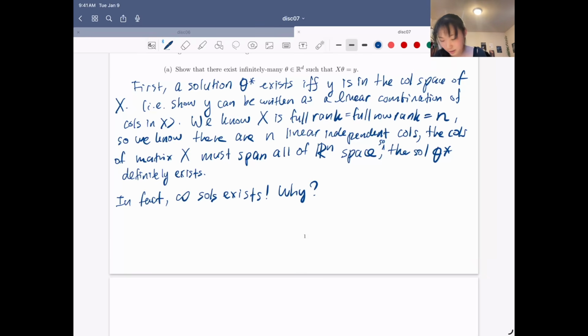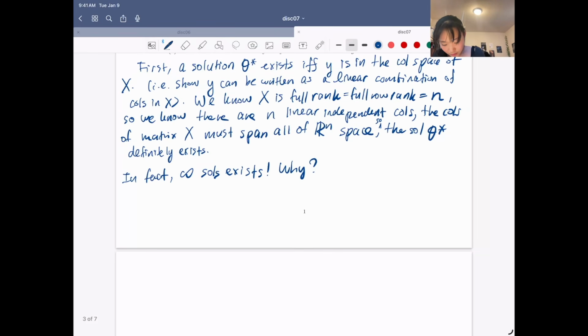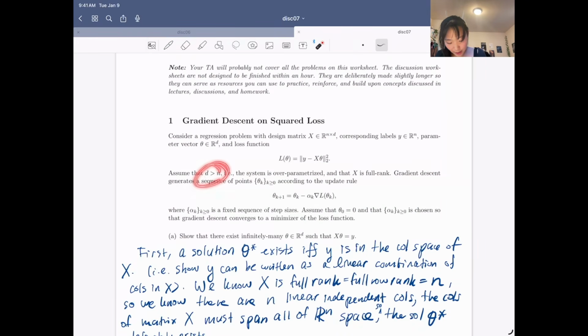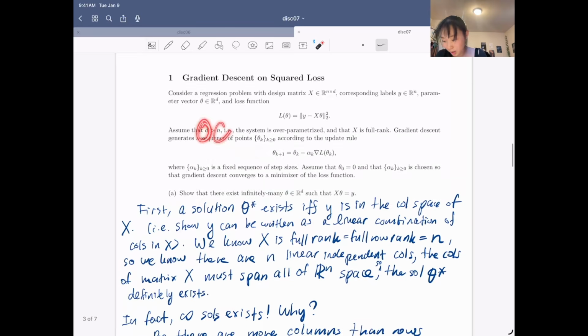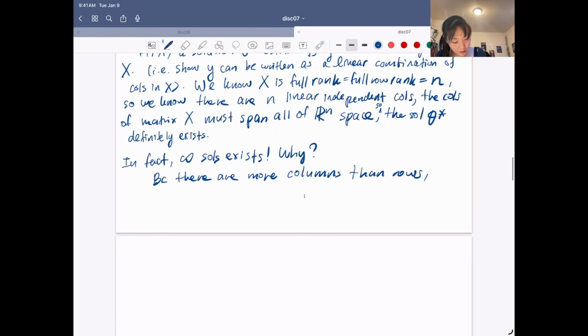And then why is that? Here's the reason why. Because there are more columns than rows, right? Because again, d is greater than n. So there are more columns, d, than there are rows, n. That must mean that some columns in X must be linearly dependent.